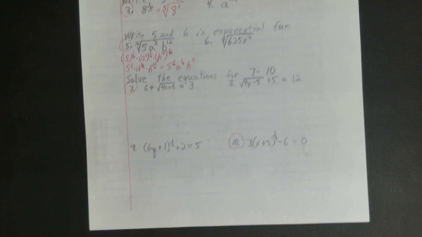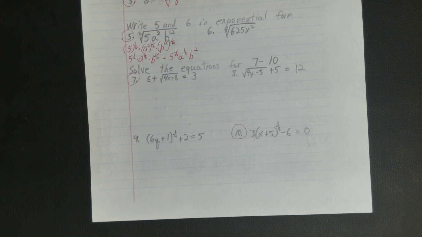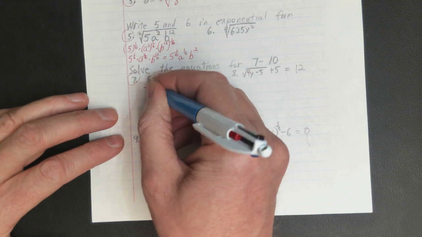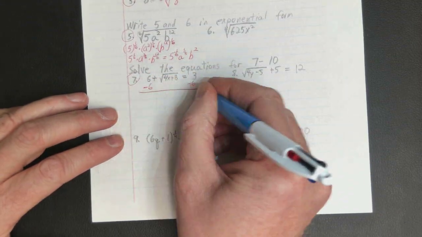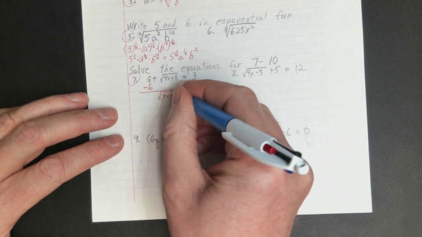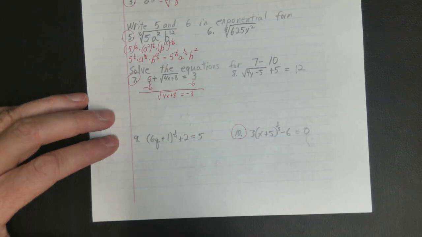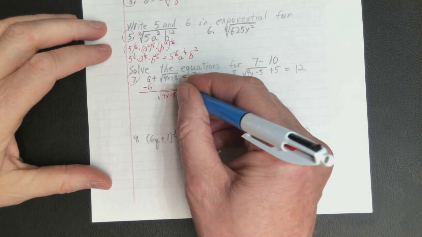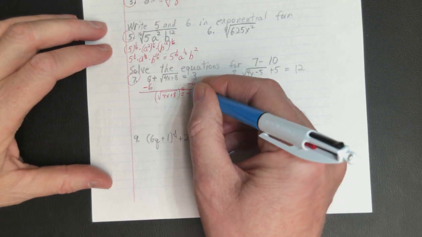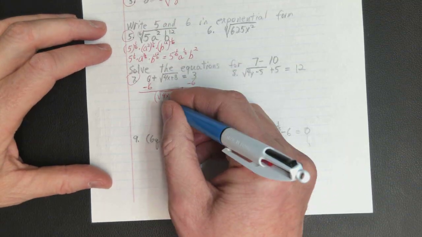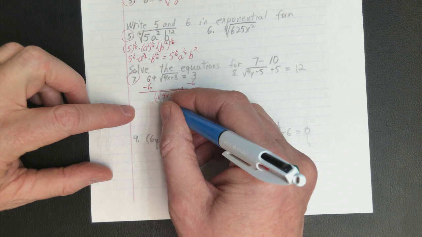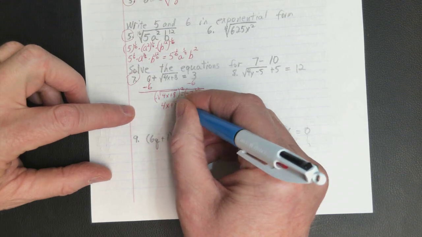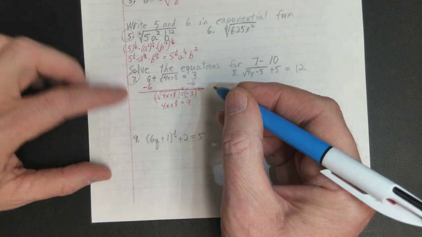All right, well, let's do number 7 where we solve a radical equation. I'm going to subtract 6 from both sides, and that cancels, and I have the square root of 4x plus 8 equals negative 3. I'm going to raise both sides to the second power so that square root and square will cancel out. Then I have 4x plus 8. Negative 3 squared is 9.